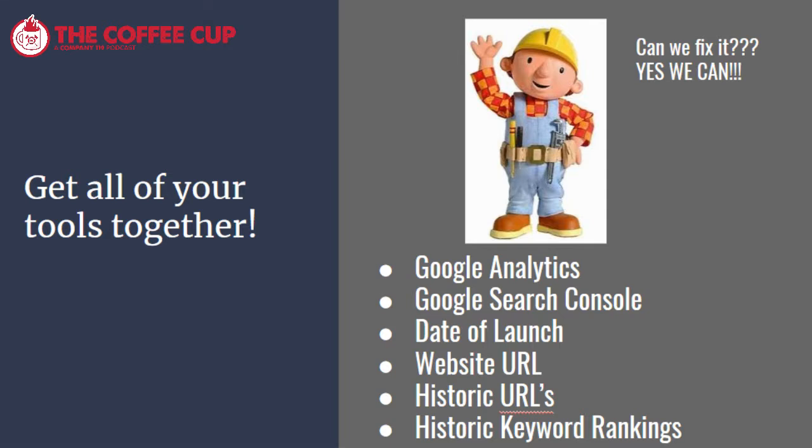First thing you got to do is get all your tools together, just like Bob the Builder setting out to do a project. Can we fix it? Of course we can, Bob. Here's what we're going to need to get the job done. You're going to want your Google Analytics account ready, Google Search Console. You're going to want to know the date of the launch. That's very important because you want to see if that's when the downward trend started.